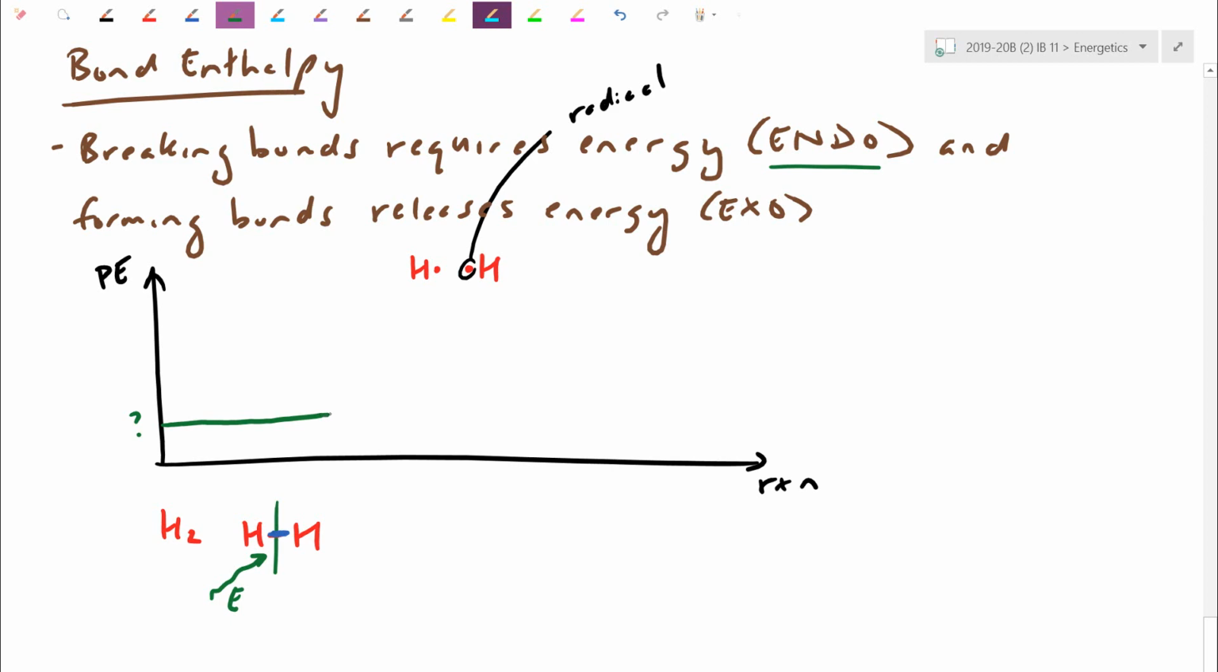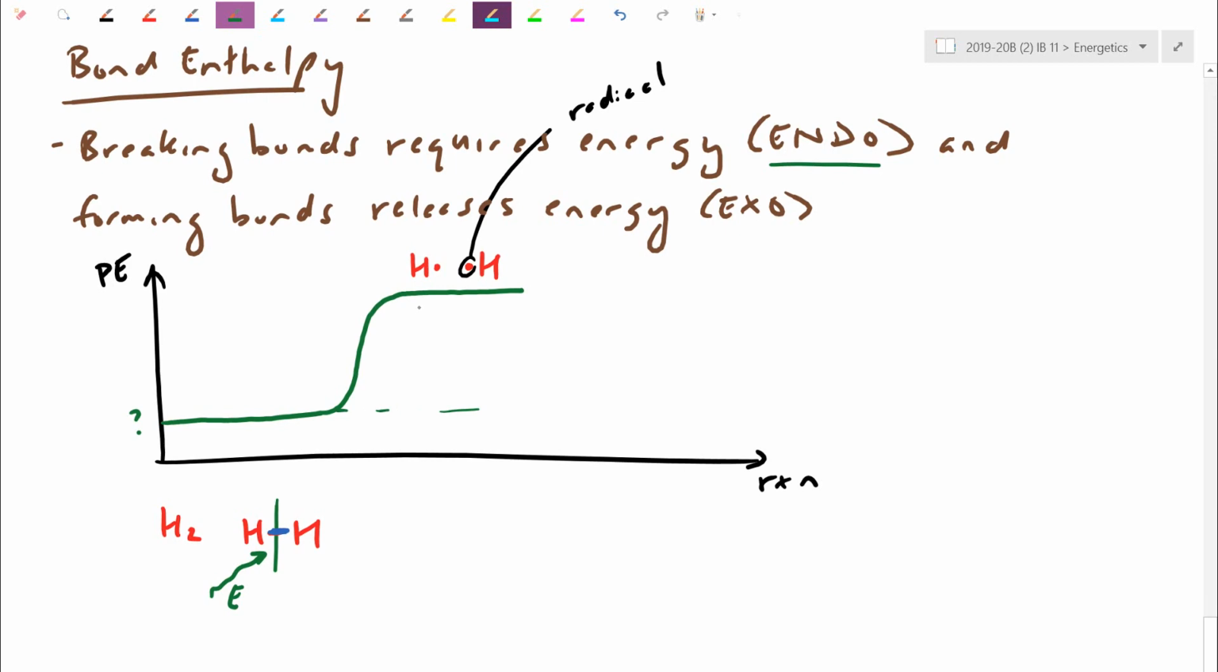When I put in energy, eventually these H radicals here have much higher energy. Remember, we want less energy to be more stable. So this amount of energy that I put in is the energy we're going to be calling a bond enthalpy very shortly. But that's the amount of energy that I need to actually rip apart these two bonds. It puts us in a less stable state because I have higher energy.